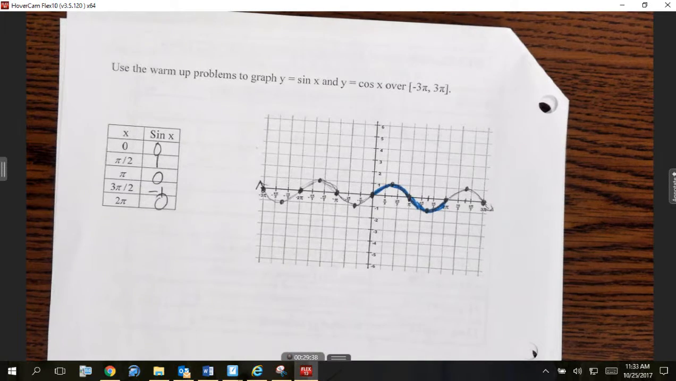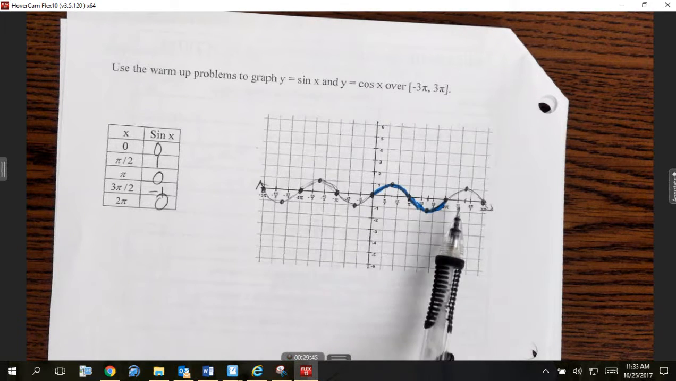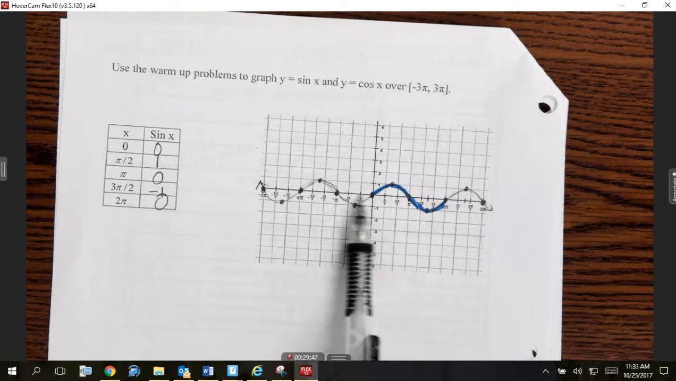So in your assignment, when you're doing this, you're going to have to say how long one period is. So when we look here, it begins at 0 and ends at 2 pi, one cycle. So that's 2 pi long.